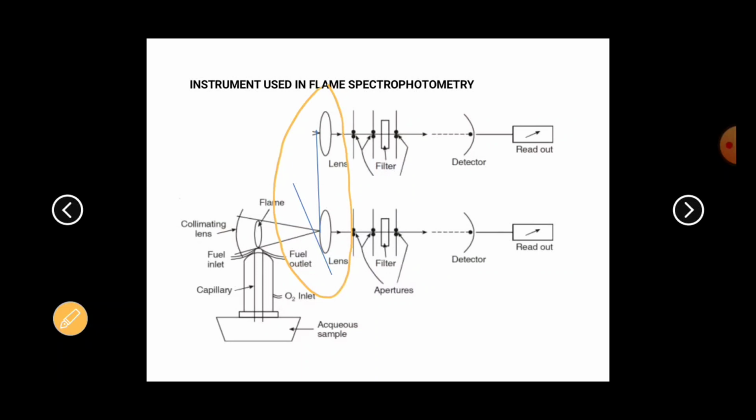The double beam configuration is used to monitor a sample element and an internal standard. So in this way, we can analyze the sample by using double beam flame spectrophotometer. And it is used for the quantitative analysis. So these are the instruments available with the flame photometry.